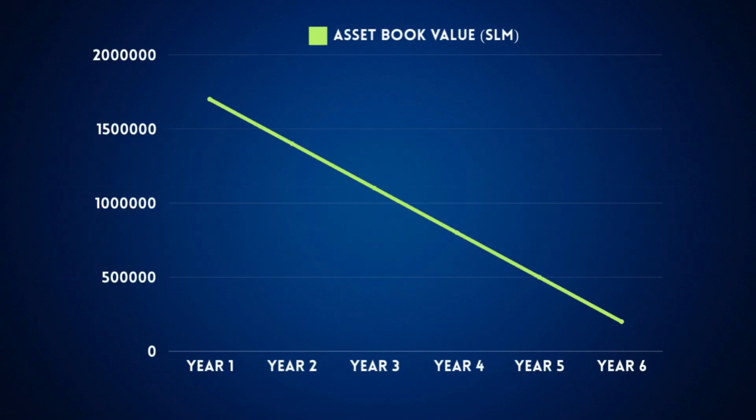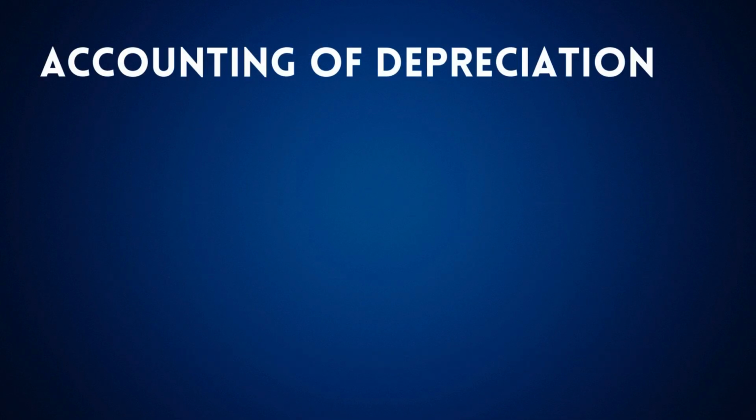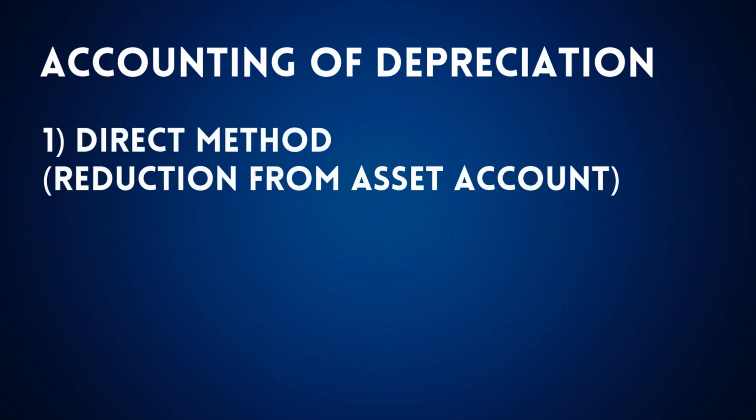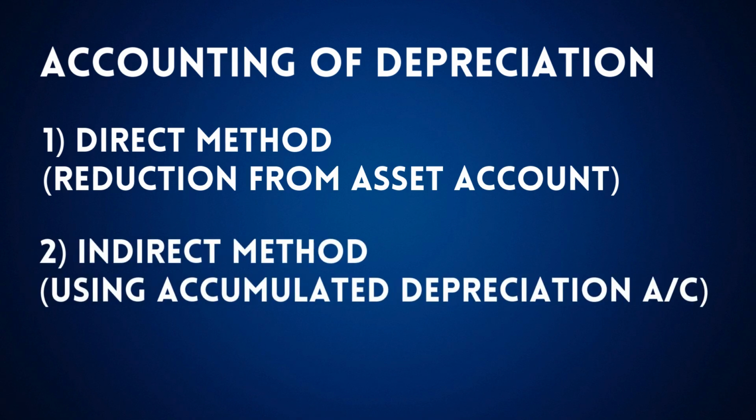Once the depreciation amount is determined, we need to decide on the process of accounting depreciation in the financial books. There are two main methods for accounting of depreciation: the direct method, which involves reduction from the asset account, and the indirect method using accumulated depreciation account. In the direct method, depreciation amount is credited to the asset account every year, and the asset account is carried at historical cost less depreciation.